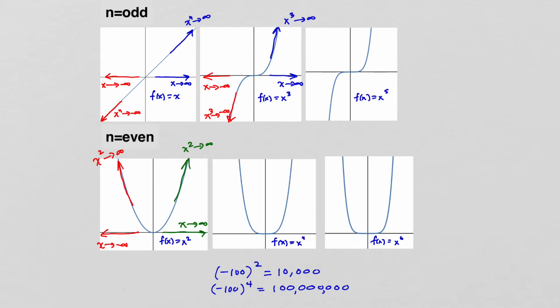Now, when we look at more complicated polynomial functions, you're going to see that lots of things can happen in the middle, but in terms of end behavior, it always behaves in this way.